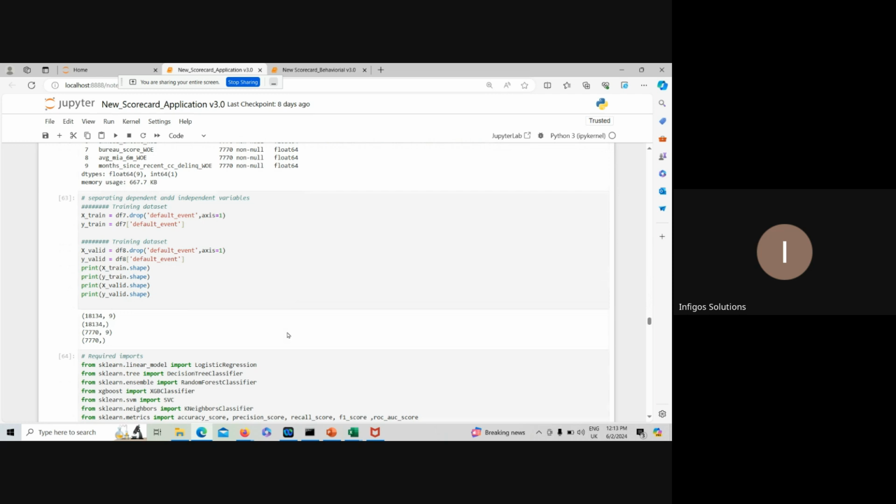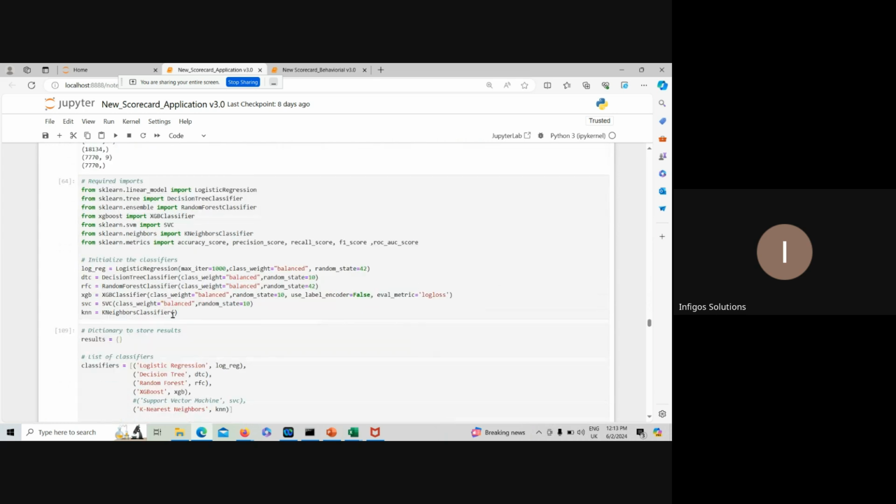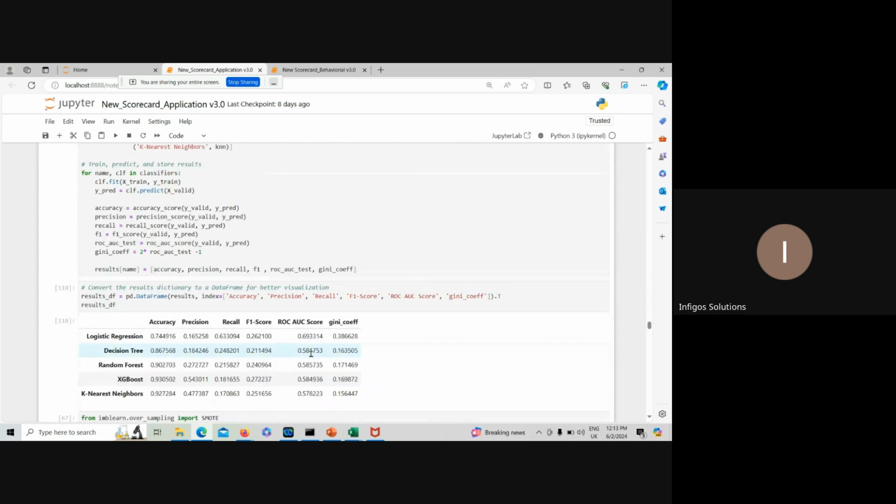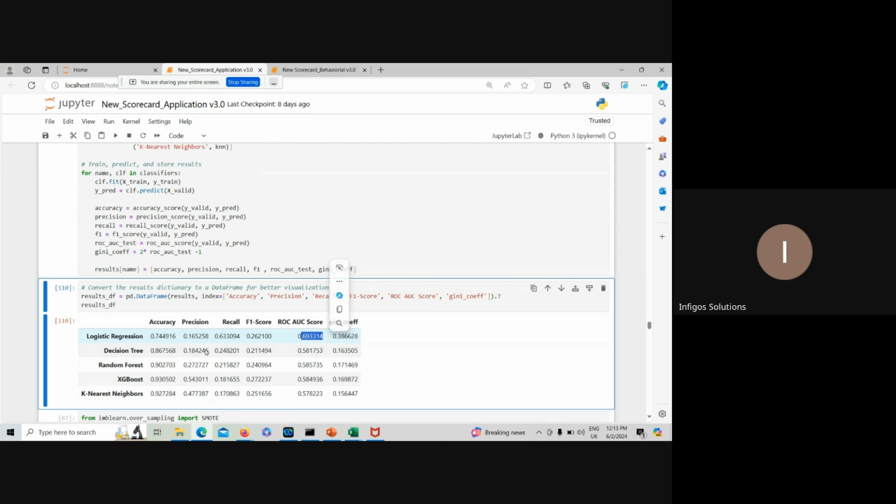And then you run the logistic regression. And you get all the coefficients here. Your ROC is coming 70% approximately. Accuracy is 74. And this is the application scorecard. So we have followed exactly the same steps which we followed in the behavior scorecard, and we reached this result.